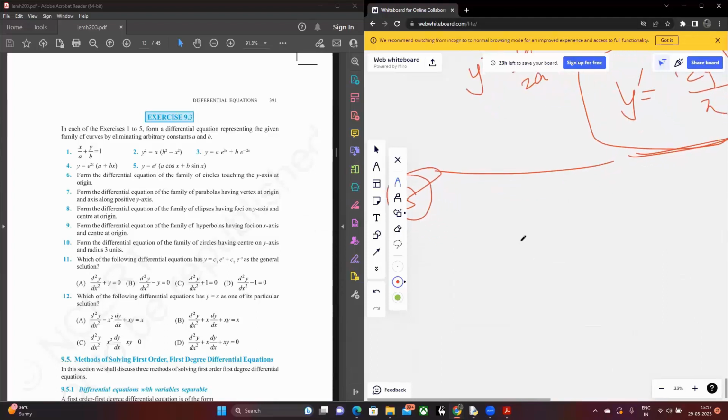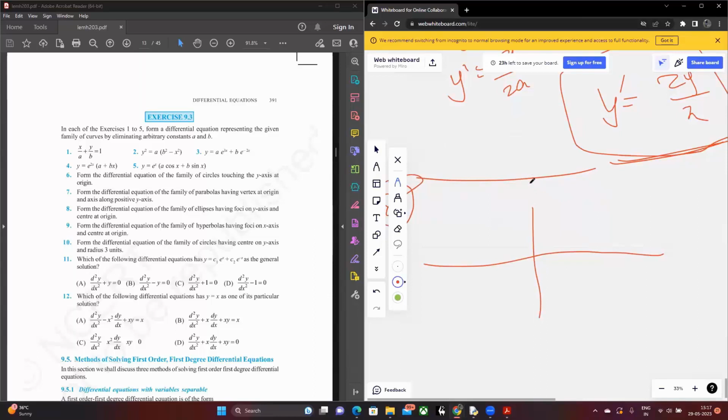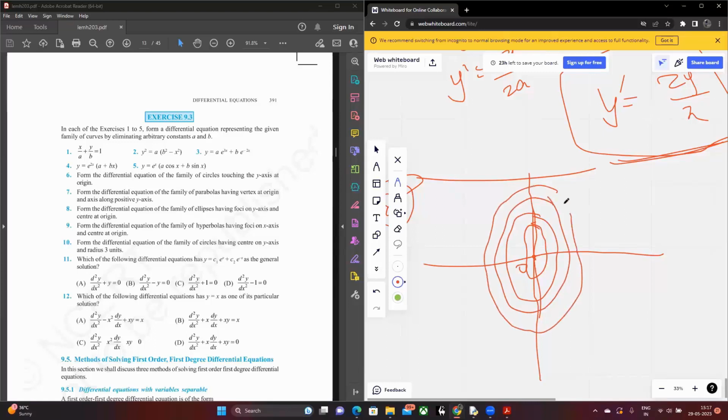Form the differential equation of the family of ellipses having the foci on the y-axis and the center at origin. Right? Again, simplistic. Since you have a family of ellipses with the foci on the y-axis and this is the origin, basically you have an ellipse over here, an ellipse over here, and so on and so forth. Everything will be concentrated because everything has its center at the origin. And since everything has its foci on the y-axis, these are all y-axis ellipses.